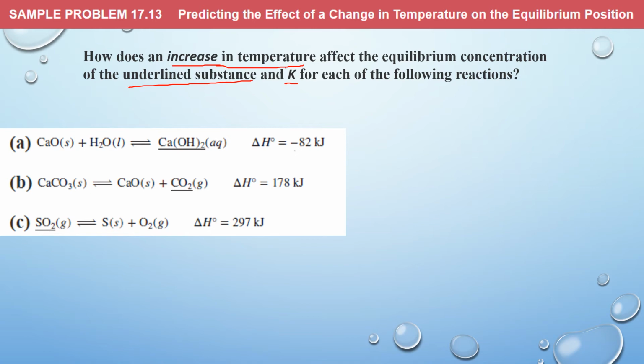First let's figure out the change of K. In the previous slides we learned that for an exothermic reaction, if we increase the temperature, that will decrease the Kc value, the equilibrium constant. For an endothermic reaction, it is the opposite. If we increase the temperature, the K value is also going to increase.